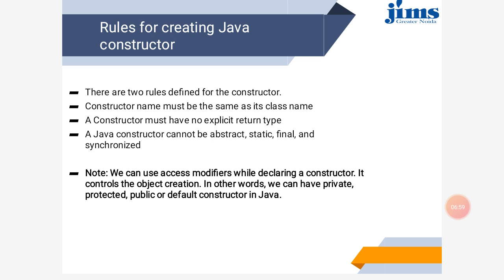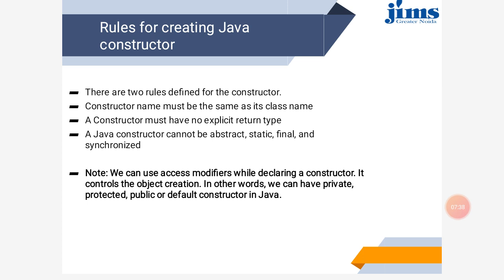Rules for creating a Java constructor. There are two rules defined for the constructor. What are those? The constructor name must be the same as its class name. It is a mandatory condition. Suppose the class name is Student, then your constructor name will also be Student. A constructor must have no explicit return type. We will not mention its return type.